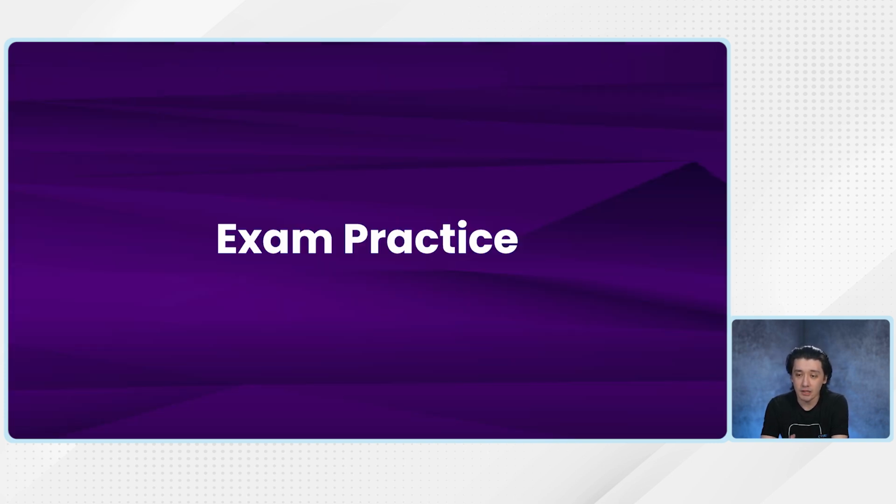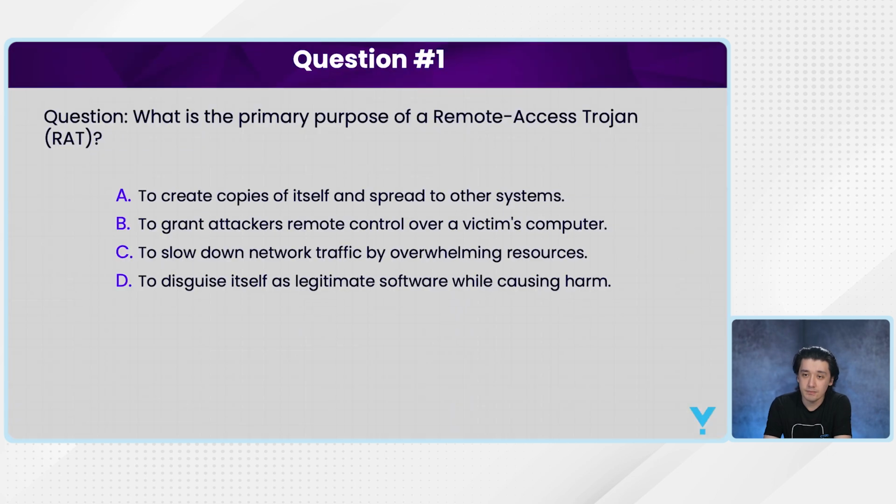Exam practice. Again, could be on your test. Please pay attention. It'll be easier. This is the earlier stages of the course, so it should be good. Question 1. What is the primary purpose of a remote access Trojan? A. To create copies of itself and spread to other systems. B. To grant the attacker remote control over the victim's computer. C. To slow down network traffic by overwhelming resources. D. To disguise itself as legitimate software while causing harm.